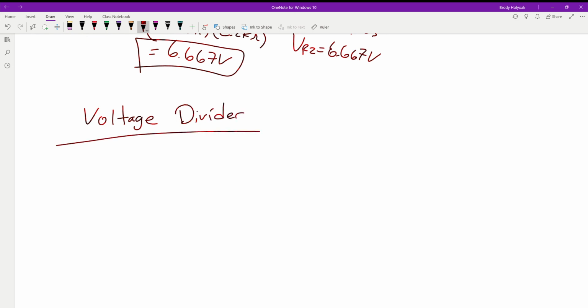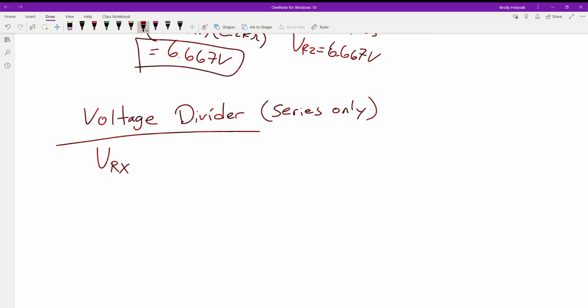This works great for DC power. With AC power, it becomes a little iffy, because we have phase angles to worry about. So this works great for DC power. The voltage divider is simply how you find the voltage of whatever resistor you have in series. That's the biggest thing: voltage divider is series only. This formula will not work for a parallel circuit.